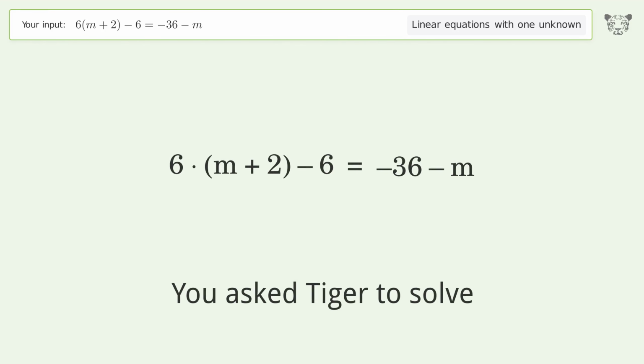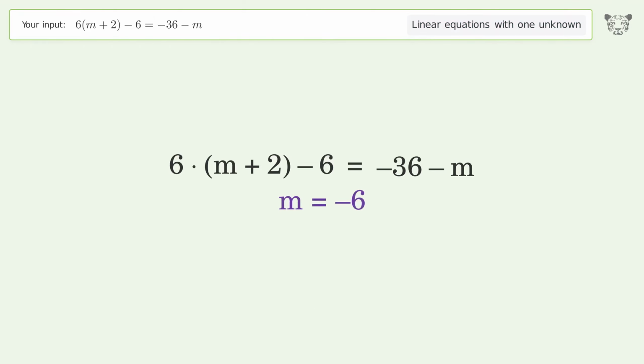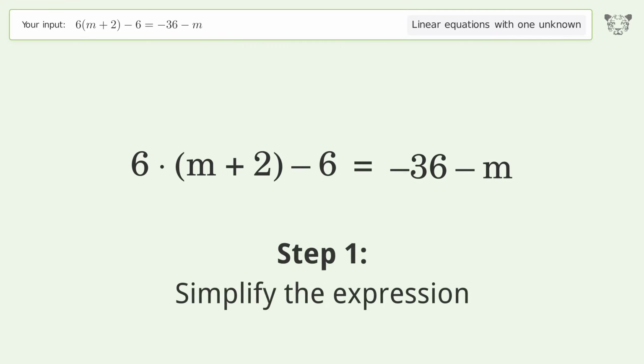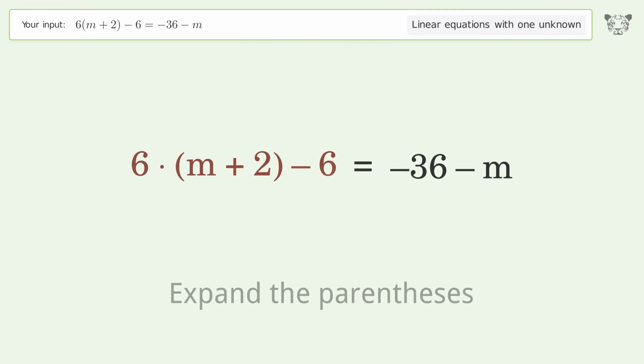You ask Tiger to solve. This deals with linear equations with one unknown. The final result is m equals -6. Let's solve it step by step. Simplify the expression. Expand the parentheses.